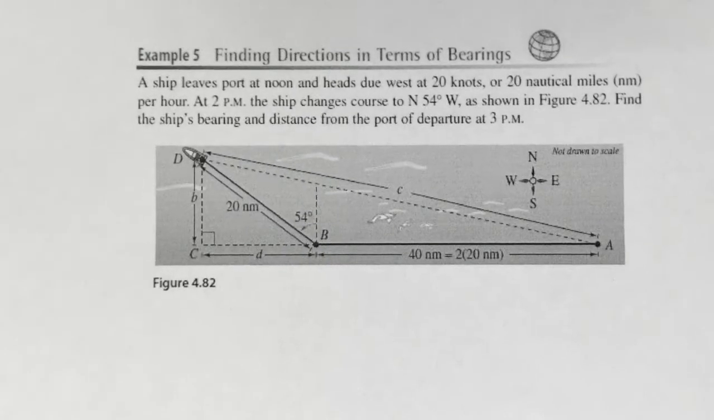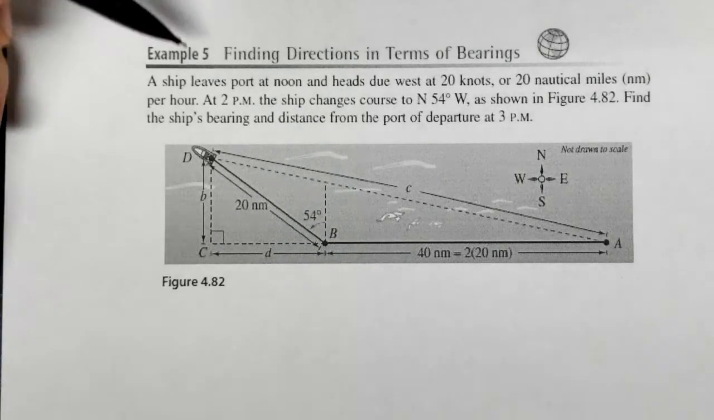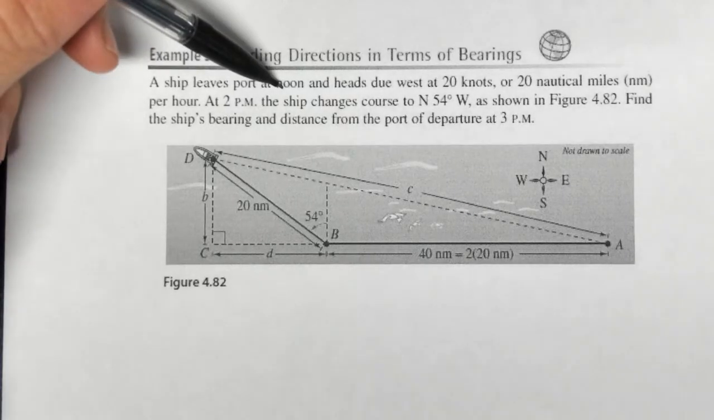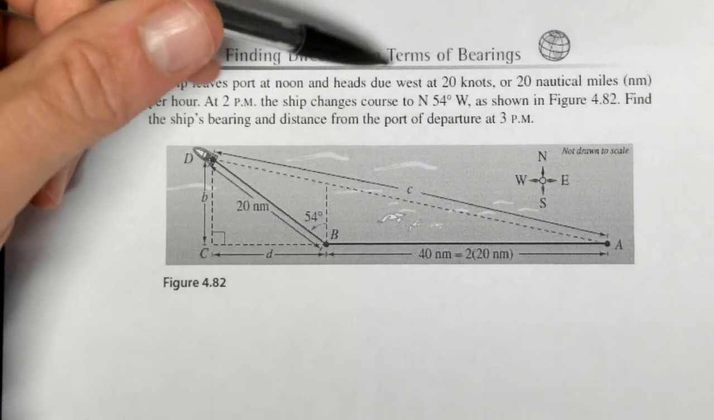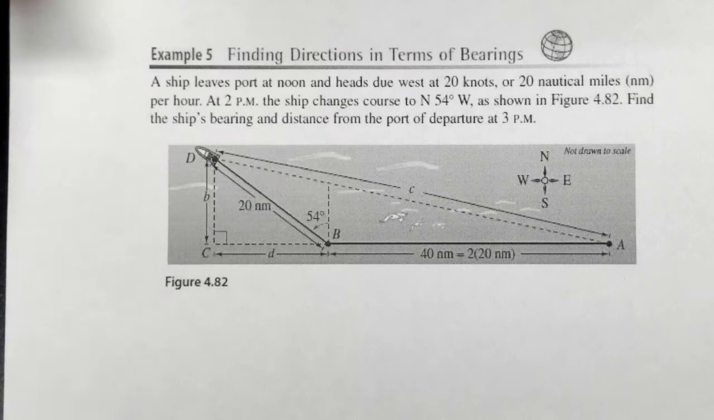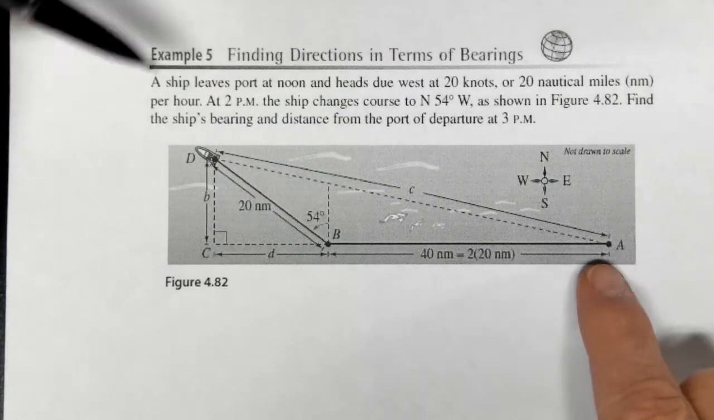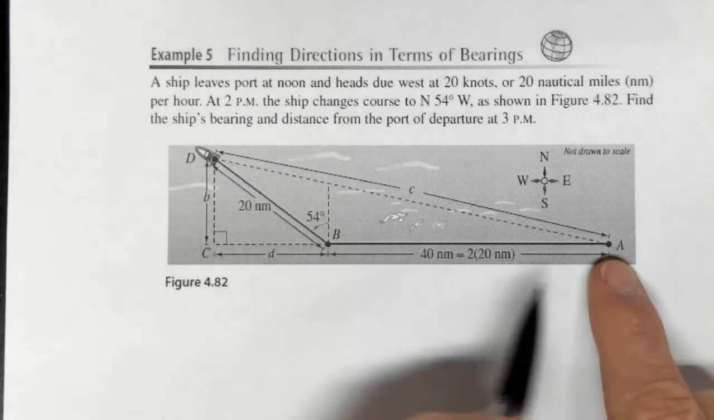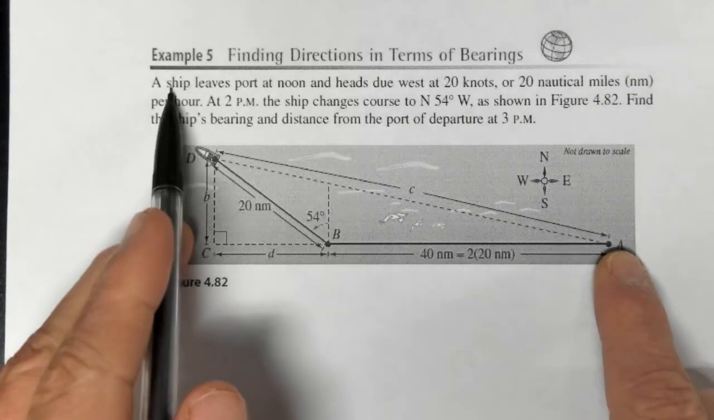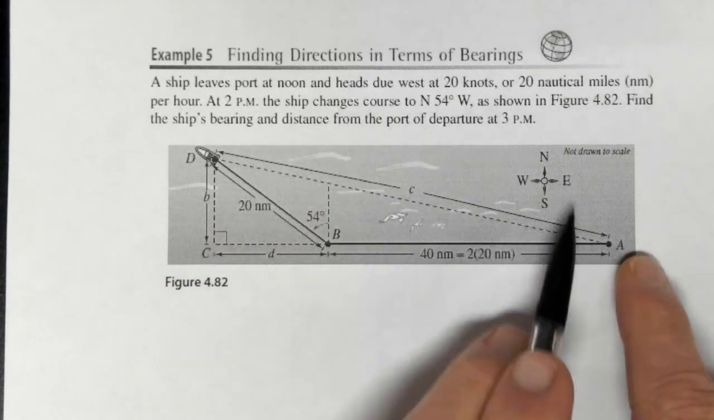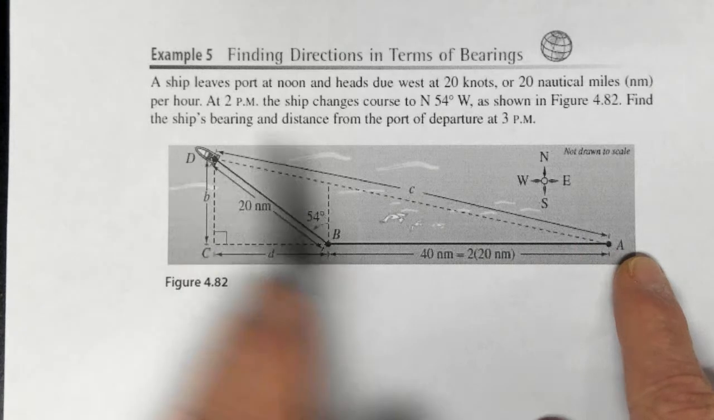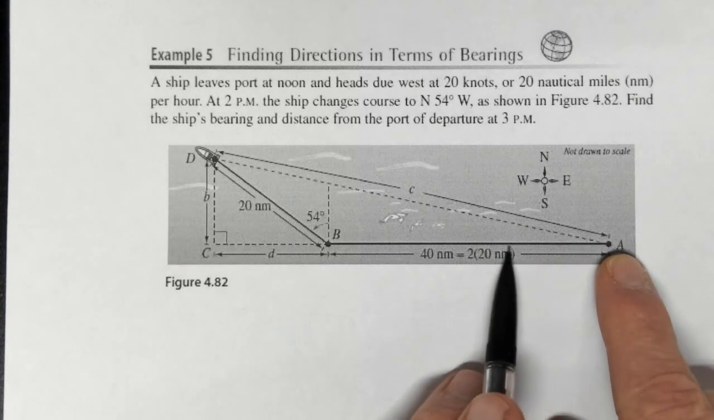All right, so there you go. Okay, what about this next problem here? On this one it says a ship leaves port at noon, and it heads due west at 20 knots, or 20 nautical miles. The good thing about this one is they've given us a drawing, and so it leaves port at noon and heads west at 20 miles per hour, you could say. All right, so it's going this way.